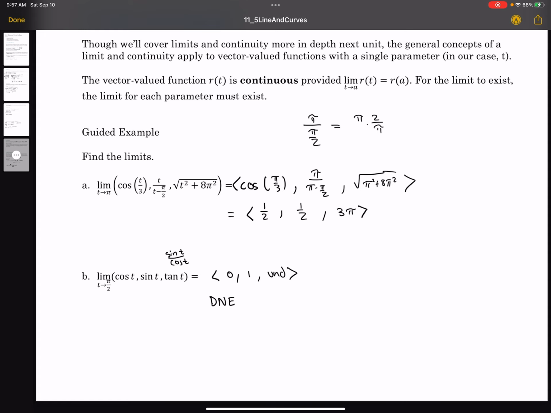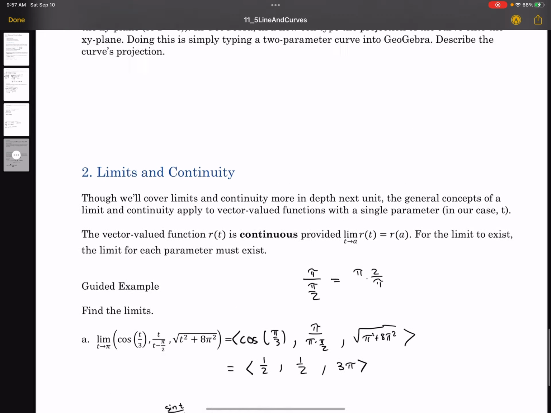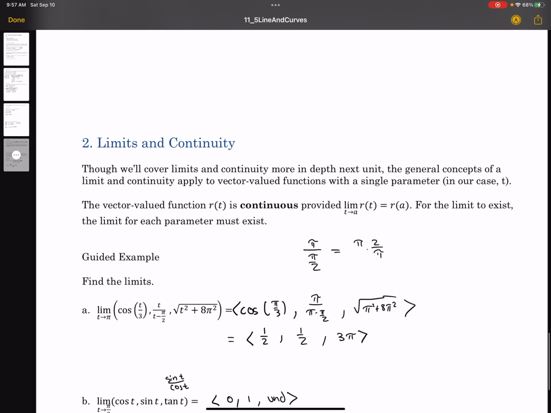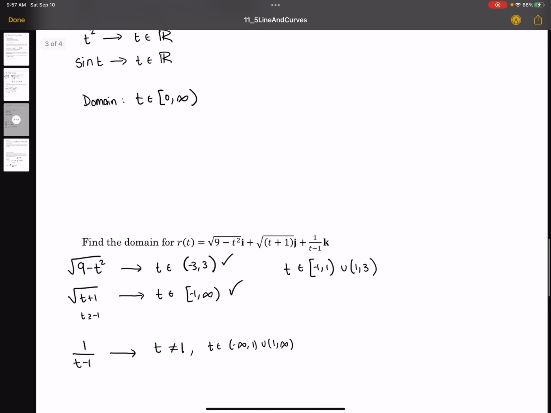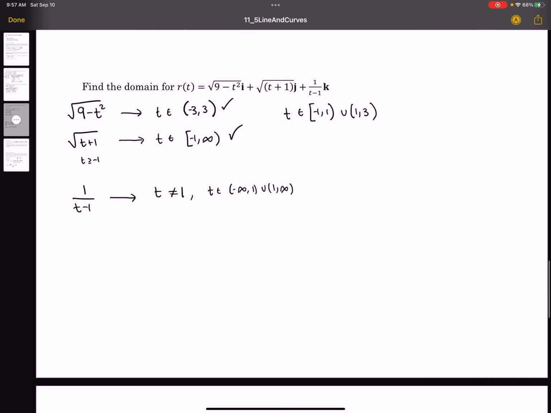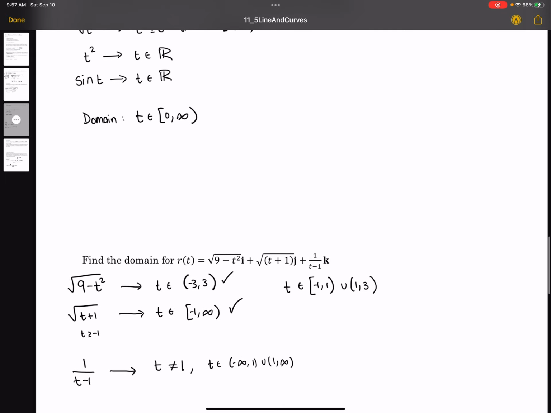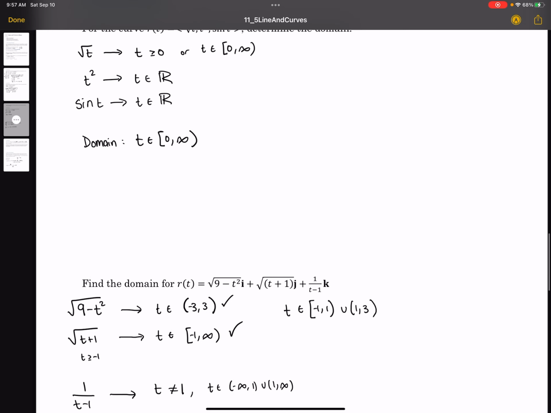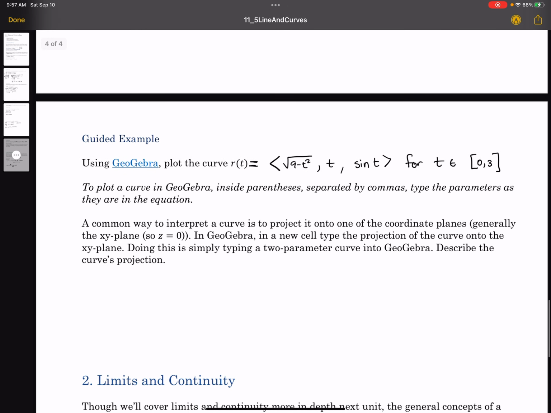All right, so that concludes this video on lines and curves. Sorry about that long thing in GeoGebra, but otherwise, pretty straightforward. For lines, we just subtract the 2 points to find our direction vector. For the domain, it is the combination of all of the different domains that work for all of the functions. And for plotting curves in GeoGebra, plotting into the XY plane helps us understand how the curve behaves. And then the Z adds the height above or below the XY plane.